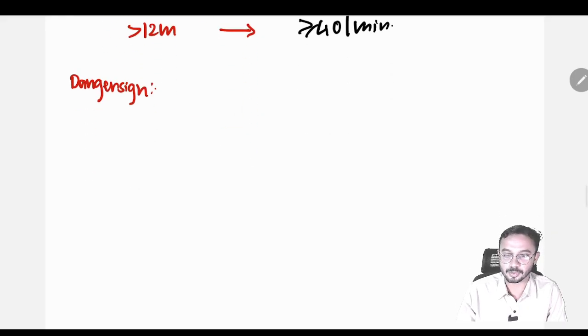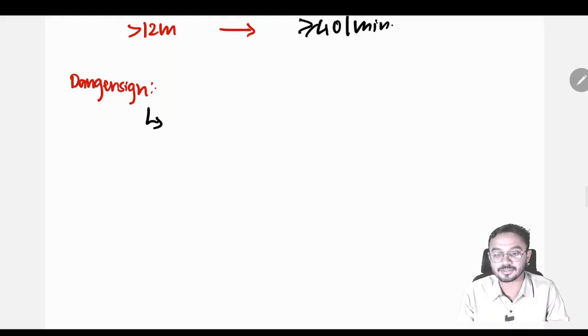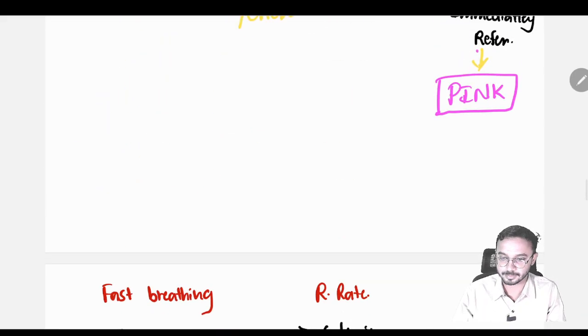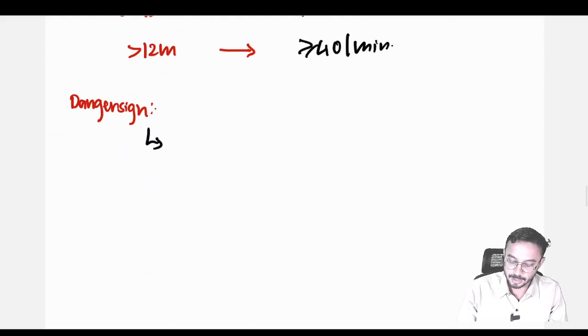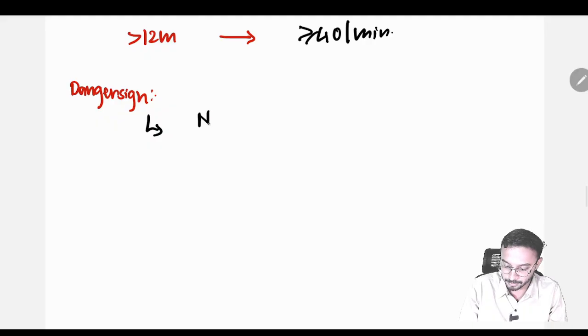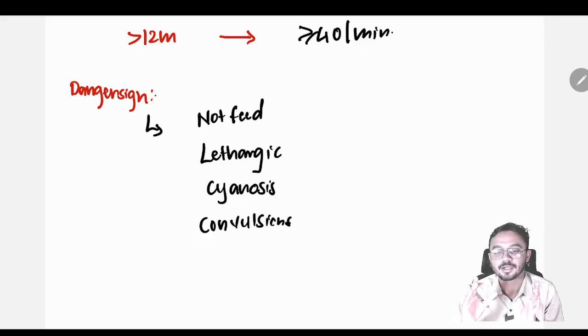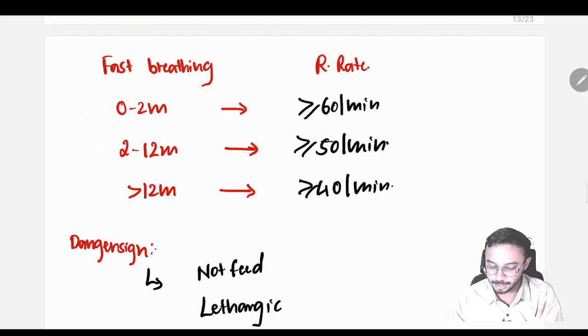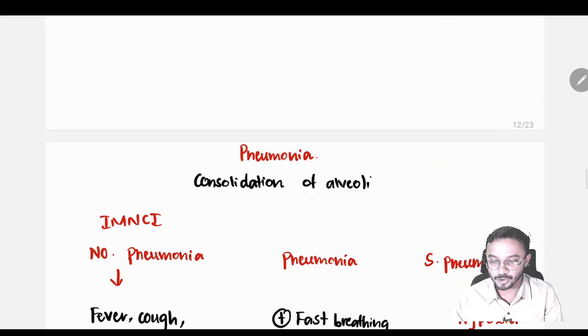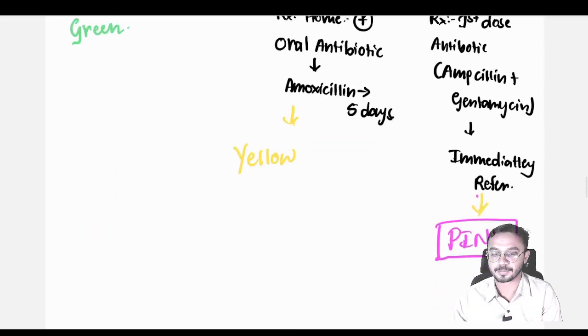I told you about danger signs. So danger signs in severe pneumonia, color code pink. Look at this. The danger signs are: the child is not able to feed properly, the child is lethargic, cyanosis is present, and convulsions are also present in the child. Okay, these are all the danger signs. Now you know how to manage the child with pneumonia, no? So this one table can solve all your questions.